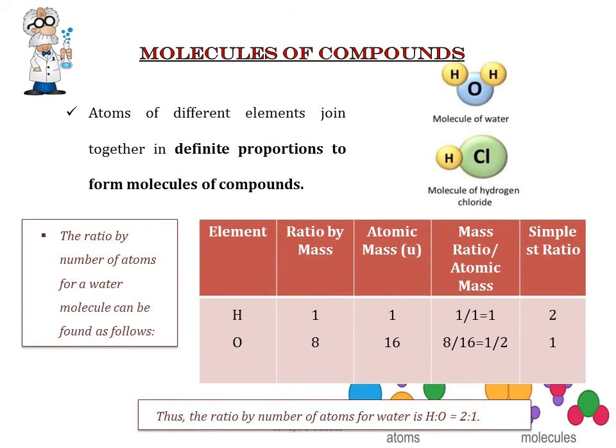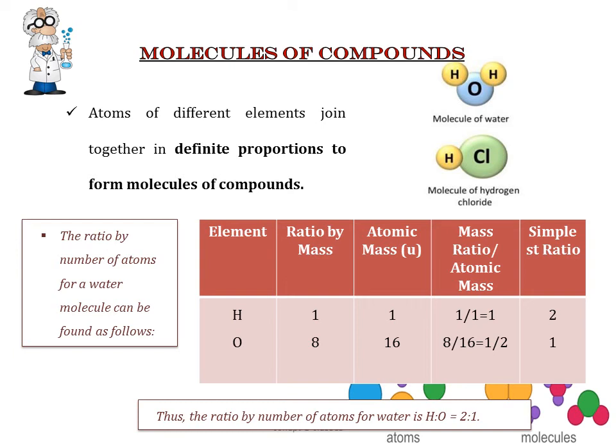Molecules of compounds. Atoms of different elements join together in definite proportions to form molecules of compounds. For example, in the molecule of water we have 2 atoms of hydrogen and 1 atom of oxygen. 1 atom of hydrogen combines with 1 atom of chlorine to form a molecule of hydrogen chloride. Here 2 atoms of hydrogen combine with 1 atom of oxygen in a fixed proportion, so in a particular ratio.